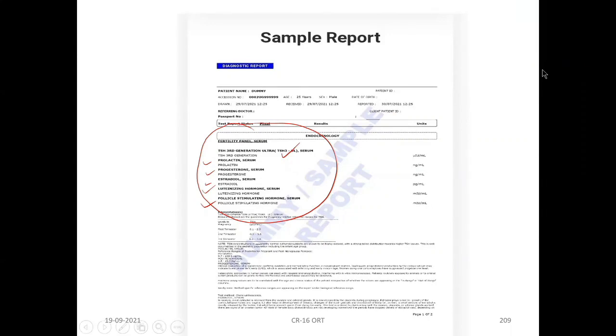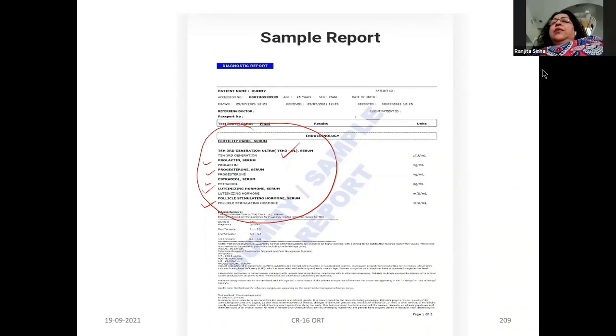Sir, we should go for AMH and prolactin and TSH. This is all. And TSH.